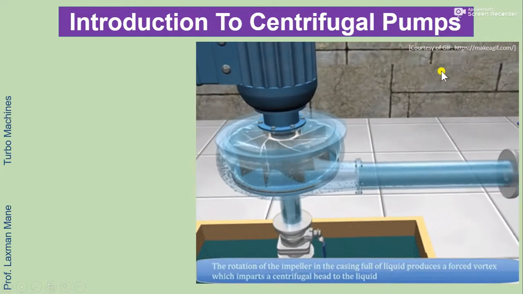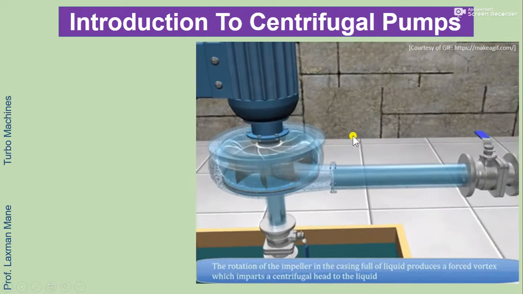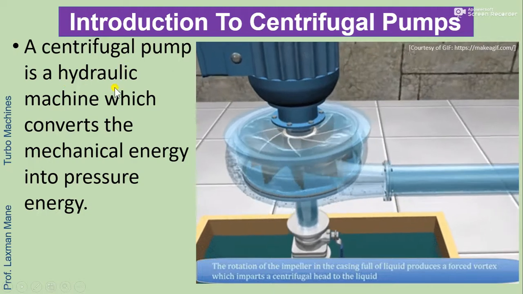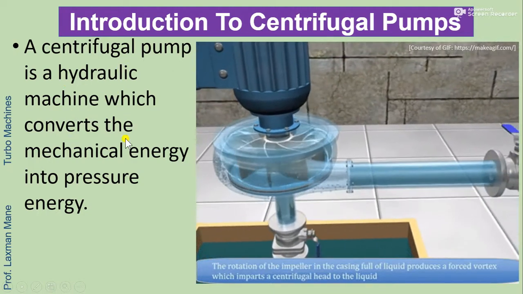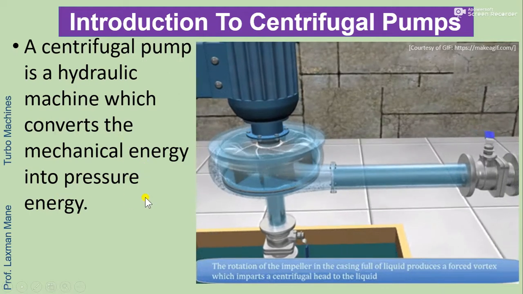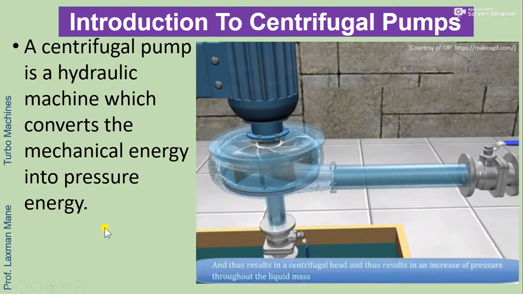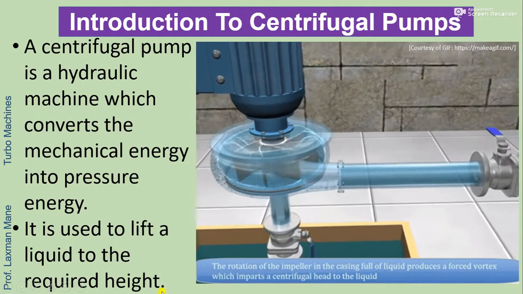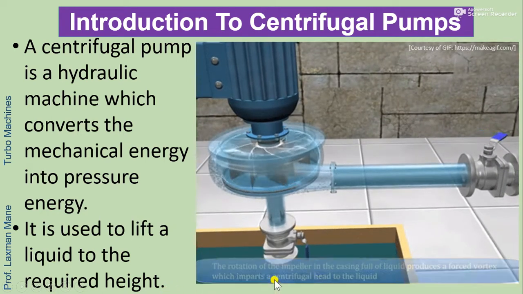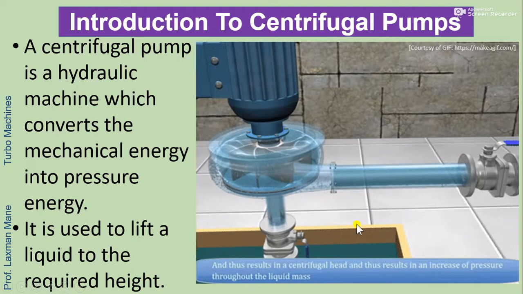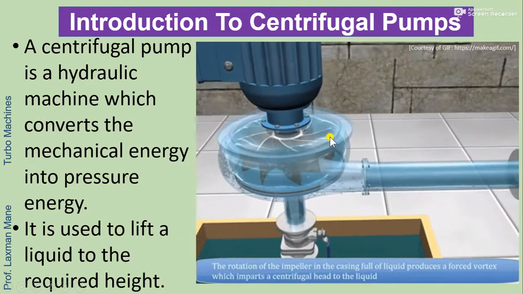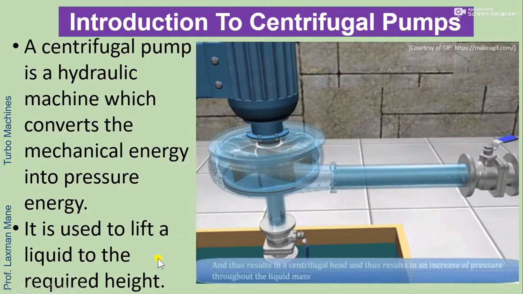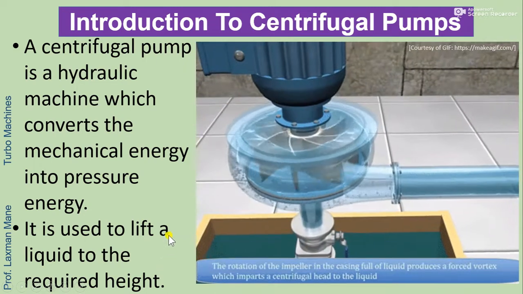Introduction to centrifugal pumps. So here you can observe animation of centrifugal pump. A centrifugal pump is a hydraulic machine which converts the mechanical energy into pressure energy. It is used to lift a liquid to the required height. So the rotation of the impeller is used to produce a manometric head which is imparted on the water. By that, water is lifted from low altitude to high altitude.